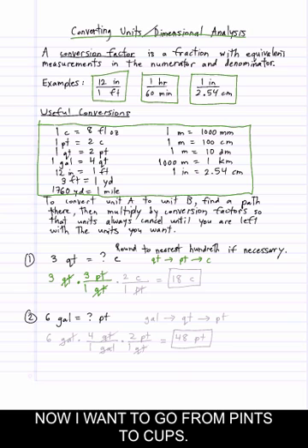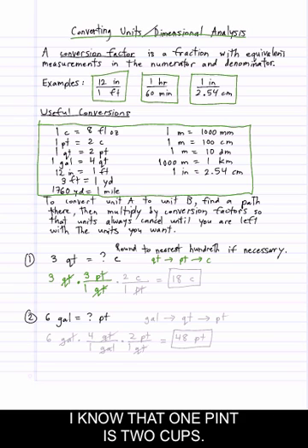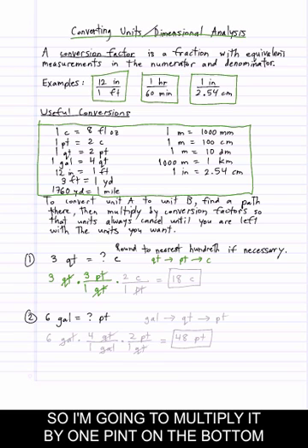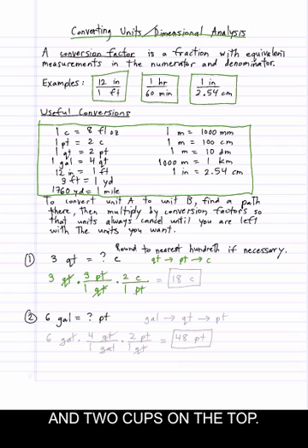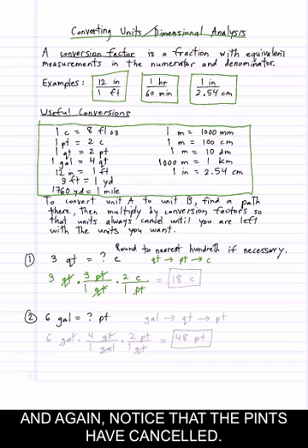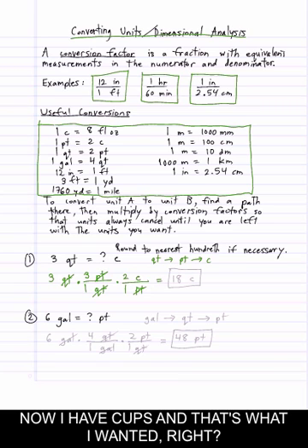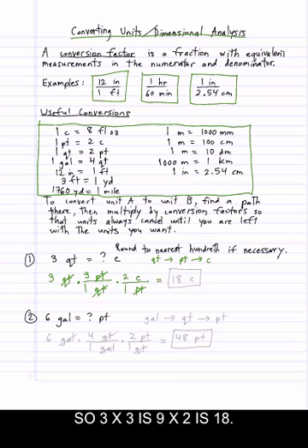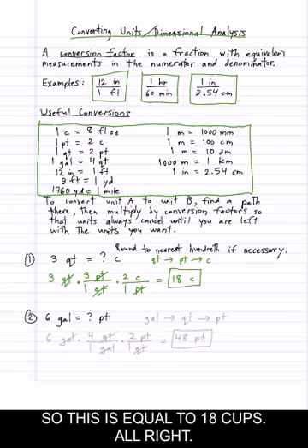Now I want to go from pints to cups. I know that 1 pint is 2 cups. So I'm going to multiply it by 1 pint on the bottom and 2 cups on the top. And again, notice that the pints have canceled. Now I have cups, and that's what I wanted, right? So 3 times 2 is 6, times 2 is 12. So this is equal to 12 cups. Alright, so it's that simple.